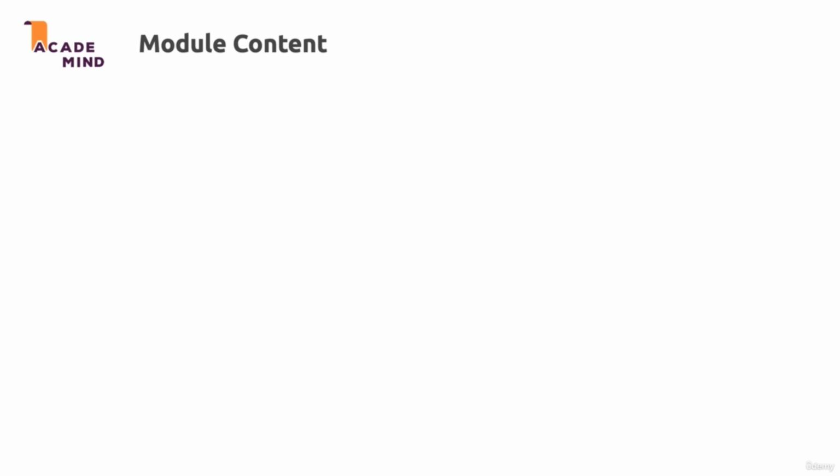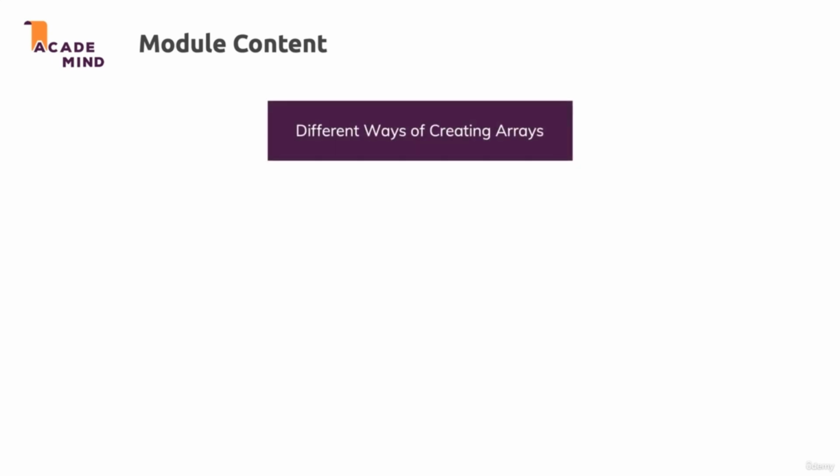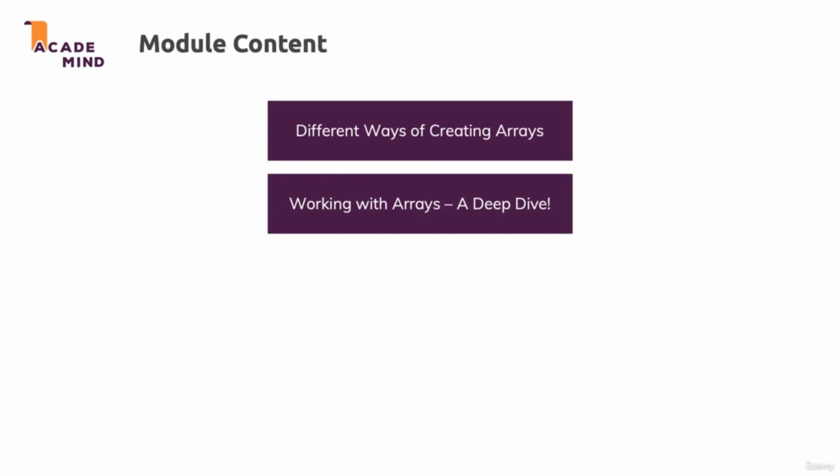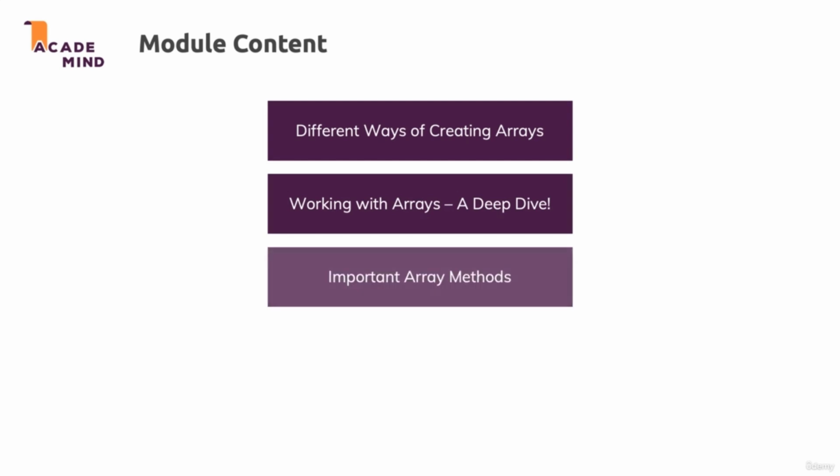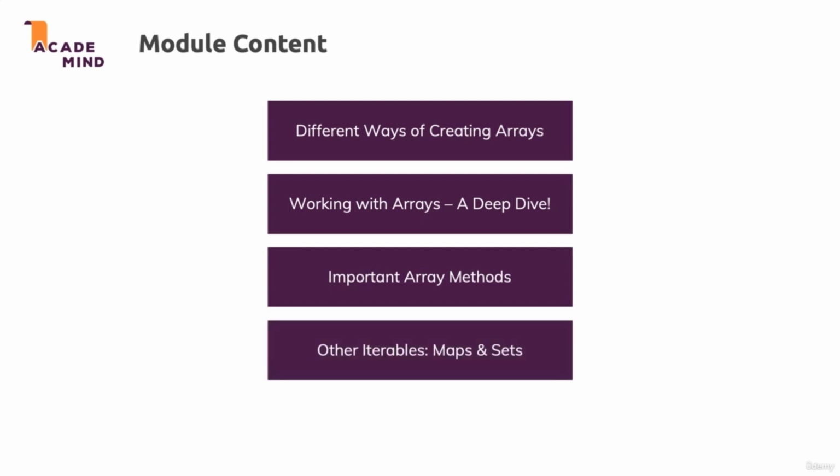In detail, we'll have a look at different ways of creating arrays. We'll have a look at how to work with arrays, how to manipulate them, how to add or remove items, what's special about them and how they behave. We'll have a look at a lot of important array methods which exist on arrays in JavaScript that help us transform array data, summarize array data, sort arrays, and all kinds of stuff. And we'll also have a look at other important iterables which you find in JavaScript, namely maps and sets. And I will also clarify what iterable actually means. Well, let's start with that right away.